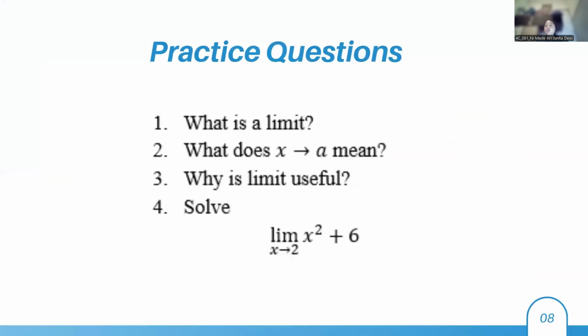And now, for your homework after watching this video, please answer the questions shown on the screen. First, explain what a limit is. Second, explain the meaning of x approaches a. Third, explain why limit is useful in real life. Fourth, solve the limit problem. And finally, write a short paragraph in English about limit. You can write your answer in your notebook. This homework will help you review the concept and practice explaining mathematics in English.